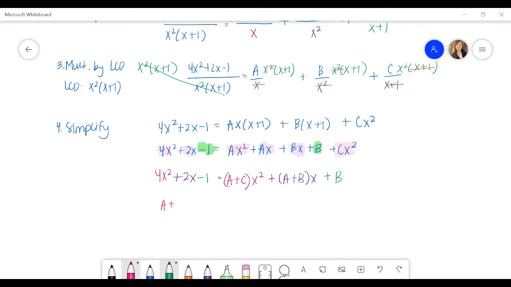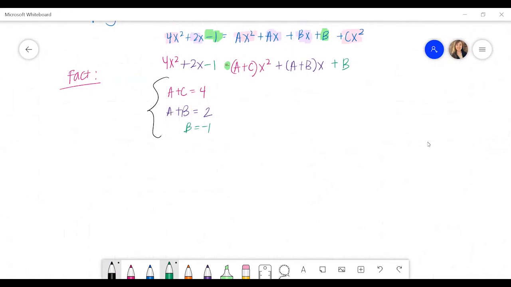You've got A plus C equal to 4. Again, this is the fact that we're referencing, that if this polynomial is in fact equal, that means that the coefficients of like terms on either side of the equal sign need to be equal to each other. It's the only way that this remains an equal equation. That also means A plus B is equal to 2, and it means B is -1. So there's your system.